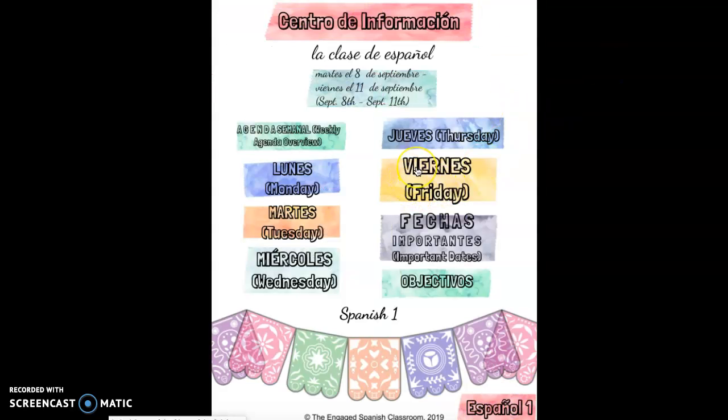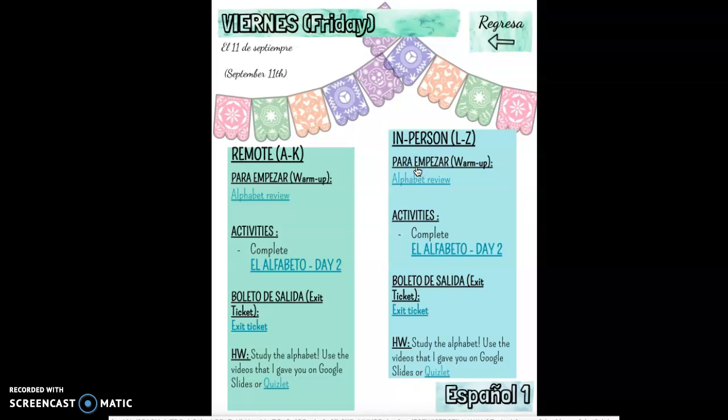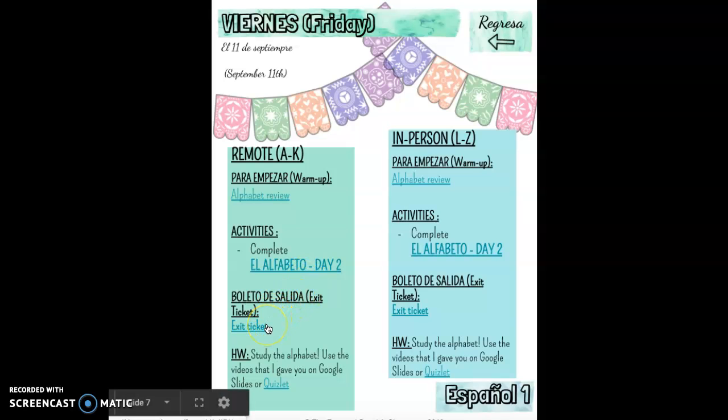Now we're going to look at another day. Let's look at Friday, for example. So we can see the different schedule again. Every single day we have a warm-up that will be a Google form. We have our activities. We have our exit ticket, which will again also always be a Google form. And then we also have your homework. If we go back to activities, you guys will see it says complete el alfabeto day 2. This is linked because it actually takes you to the weekly assignments tab that was on Google Classroom.